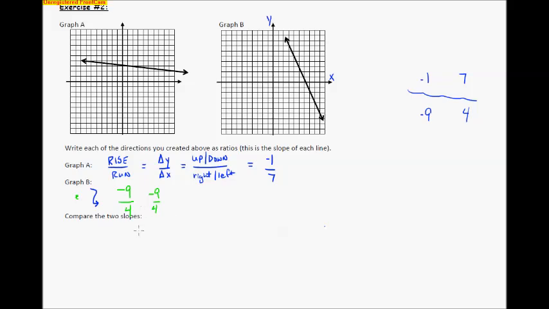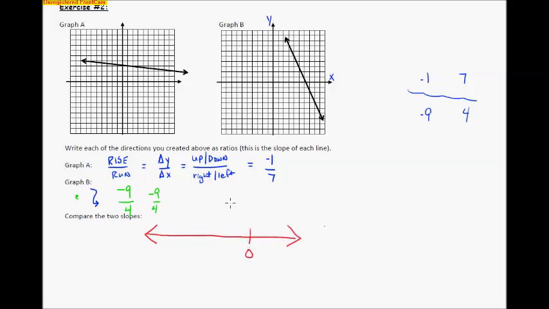All right? And then, of course, we want to compare them. Comparing is just, again, which one is bigger, which one's smaller. So again, let's think of a number line. I'm going to switch over to red here for that. Let's think of a number line because some people have trouble with negative numbers.